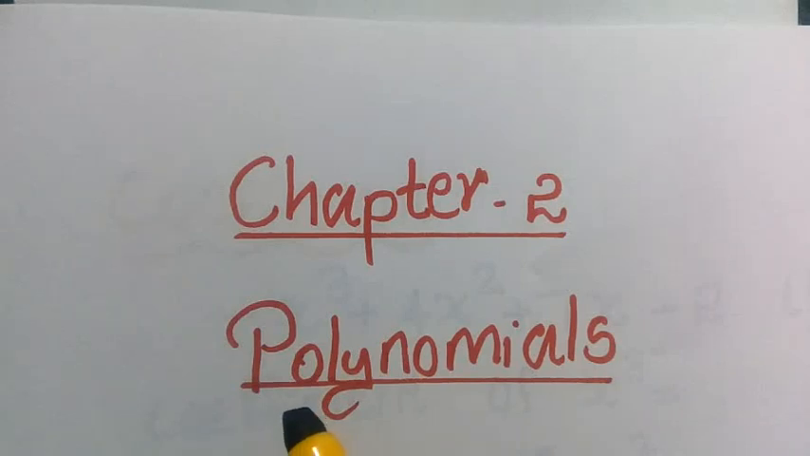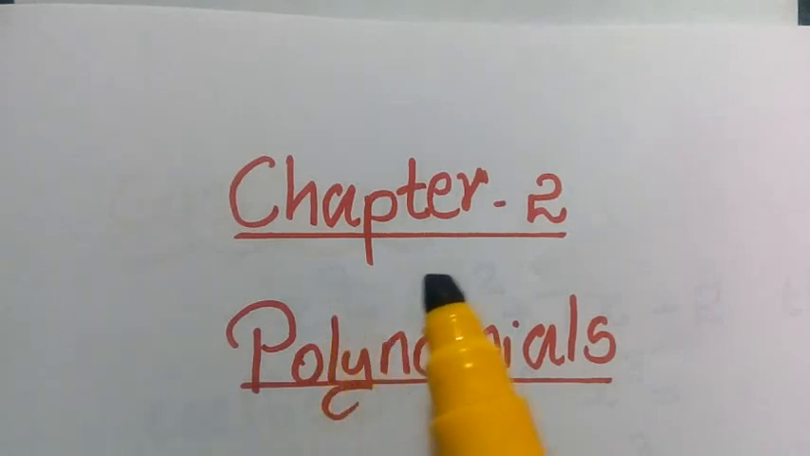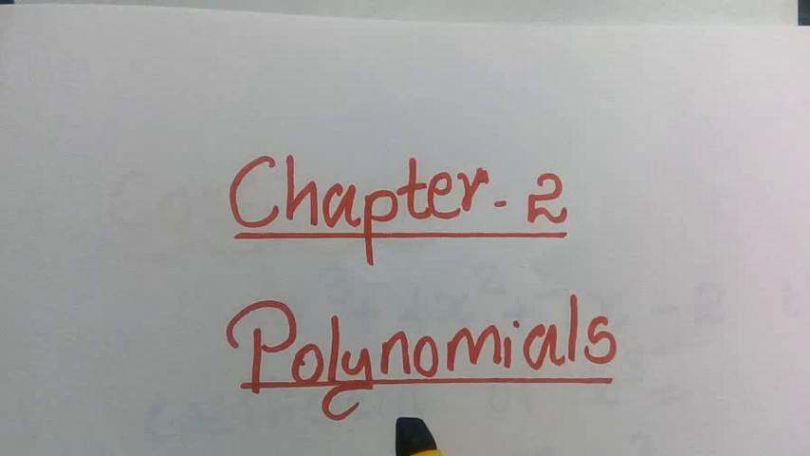Good morning, dear children. Today we are going to discuss Chapter 2, Polynomials. You have studied algebraic expressions, their addition, subtraction, multiplication and division in earlier classes. You also have studied how to factorize some algebraic expressions and algebraic identities. In this chapter, we shall start our study with a particular type of algebraic expression called polynomials.